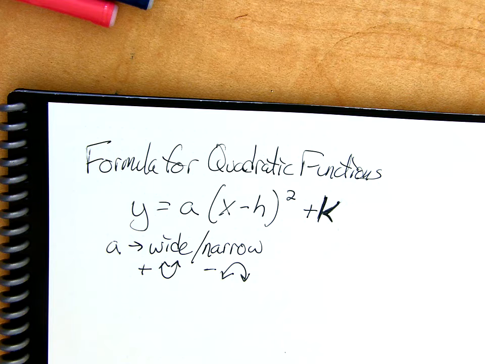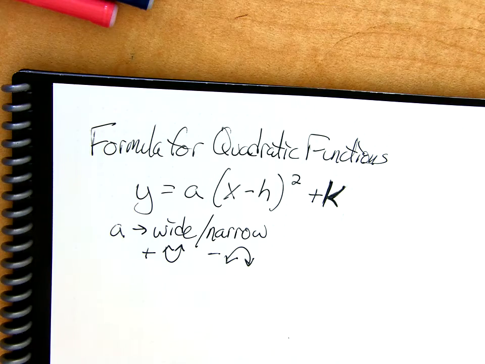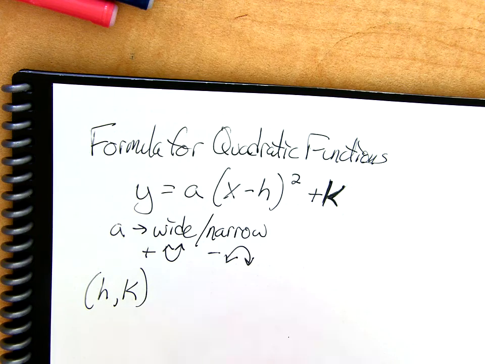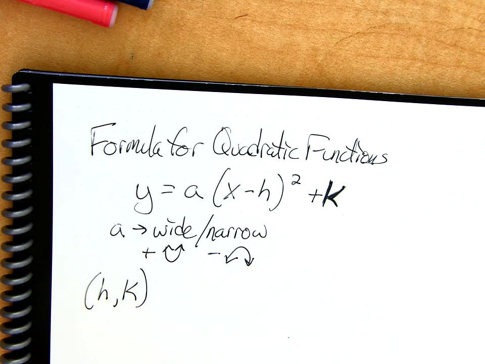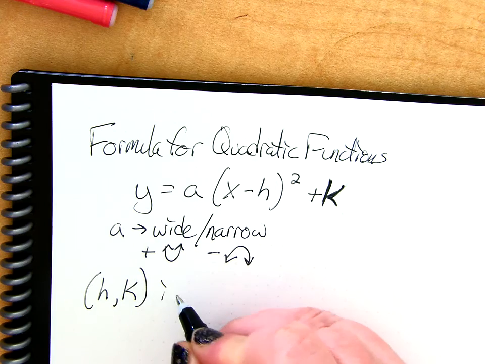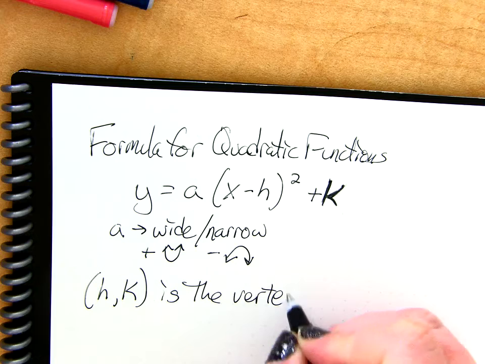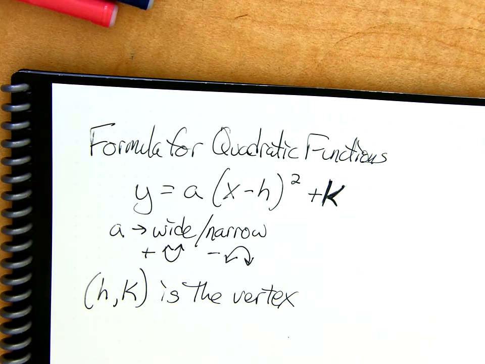H and K, though, this is sort of new. We haven't really seen these before. What is up with that? Well, H and K. Here's the first cool thing. H comma K is your vertex or your starting point for whatever your graph is. So H comma K is the vertex.